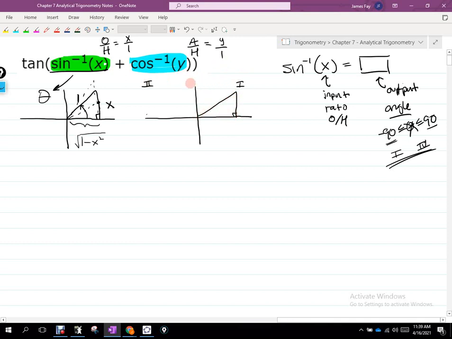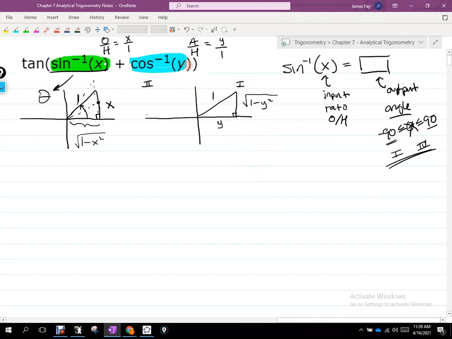Because now, the only way that it could be in the second is if this y value was what? Negative. Then over here, when we did theta, the only way it could be in the fourth quadrant is if that x value was negative. So that's y, and this is 1. So the Pythagorean theorem will tell me that this is the square root of 1 minus y squared.